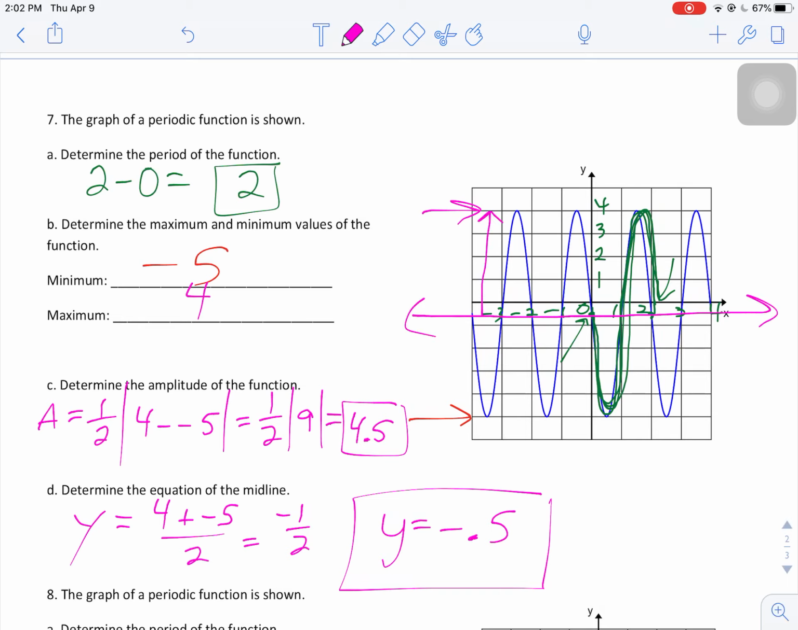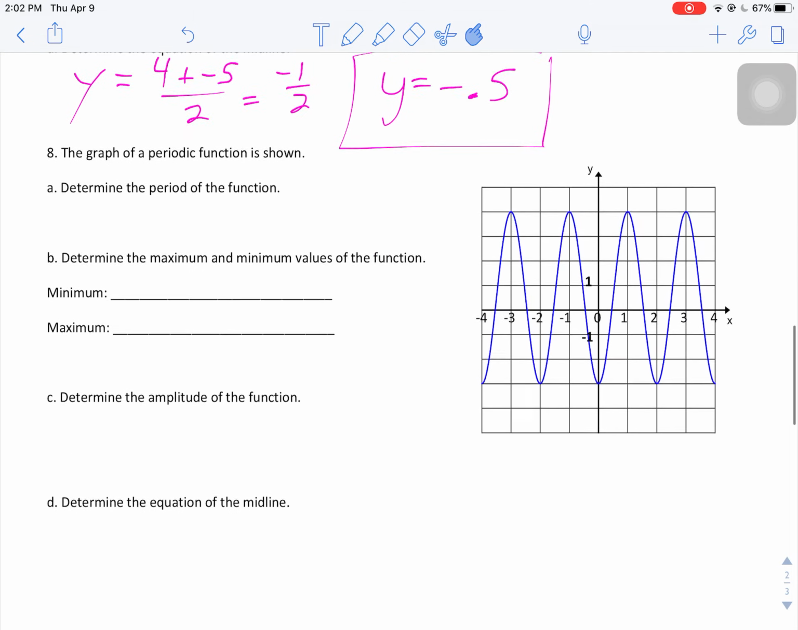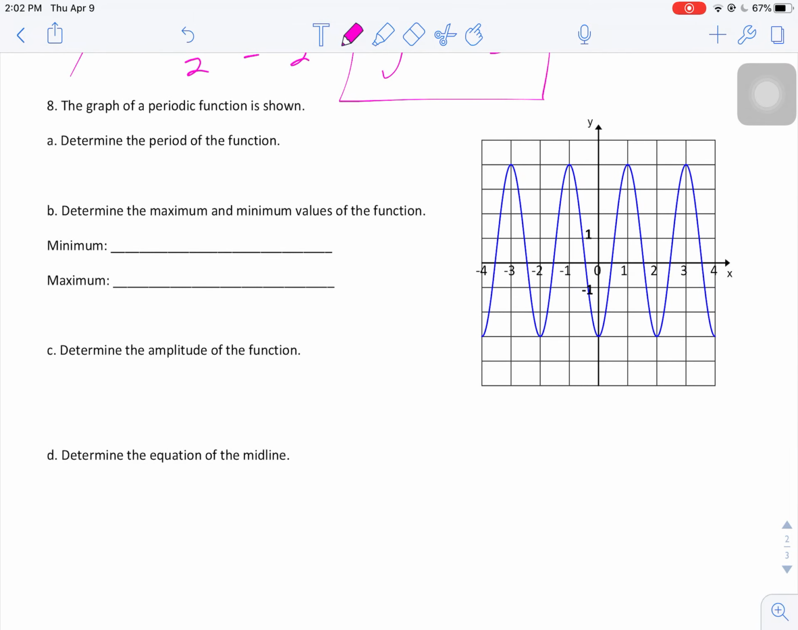It's 4.5 units to get up to the maximum from the midline, or it's 4.5 units to go from the midline down to the bottom, to the minimum value. And then that last one should be pretty similar. This one I didn't lose my labels off my graph. So for my period, let's do valley to valley. So my x value here is 2, x value here is 0. So big x value minus small x value is 2 minus 0, which is 2.